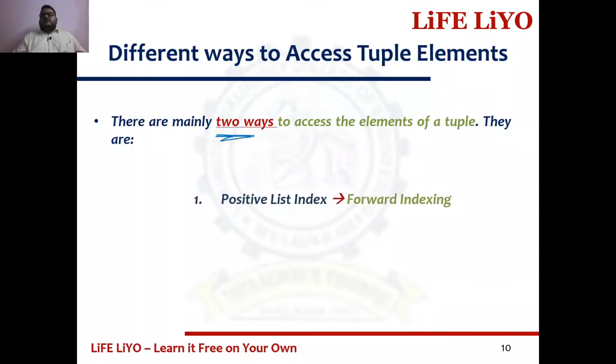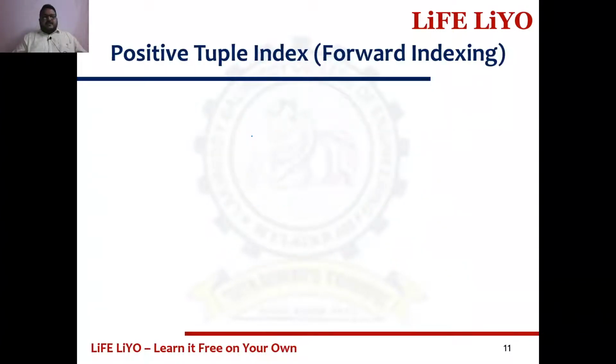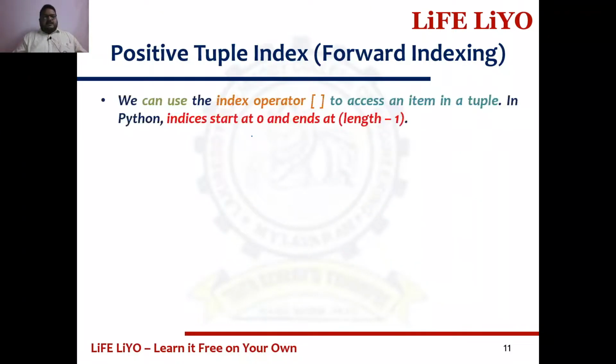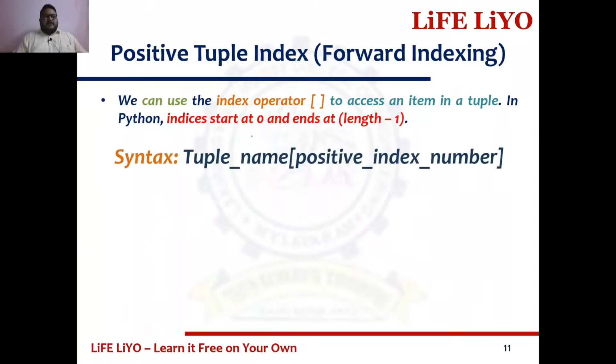Positive index is also called forward indexing. Negative index is also called backward indexing. What is positive tuple index? We use the index operator for accessing an element in the tuple. That means the indices will start from 0 and end at length minus 1. Now, how to access using the tuple name and a positive index number?